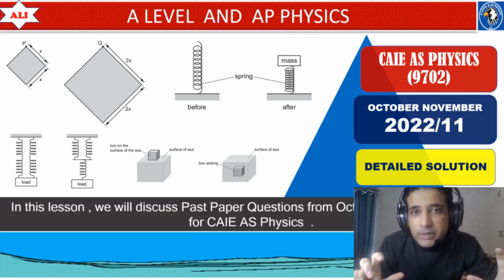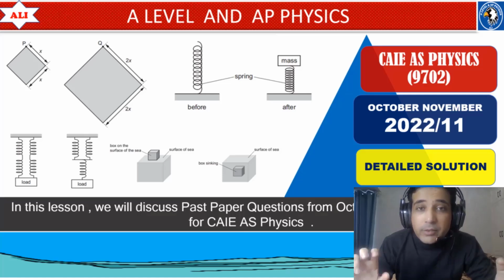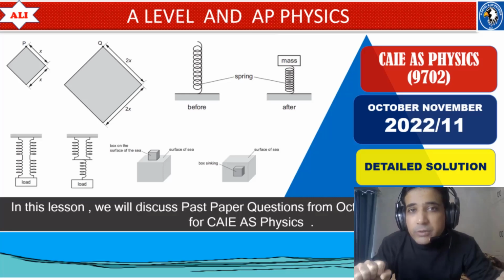For those questions, you can search for October-November 2022, Paper 1, Variant 1, Part 01. And you can find a detailed solution for question 1 to question 10 in my previous video, the video we uploaded yesterday. In today's lesson, we will start from question number 11, and we will try to discuss question number 11 to question number 20. Means the next 10 questions we will discuss in this session.